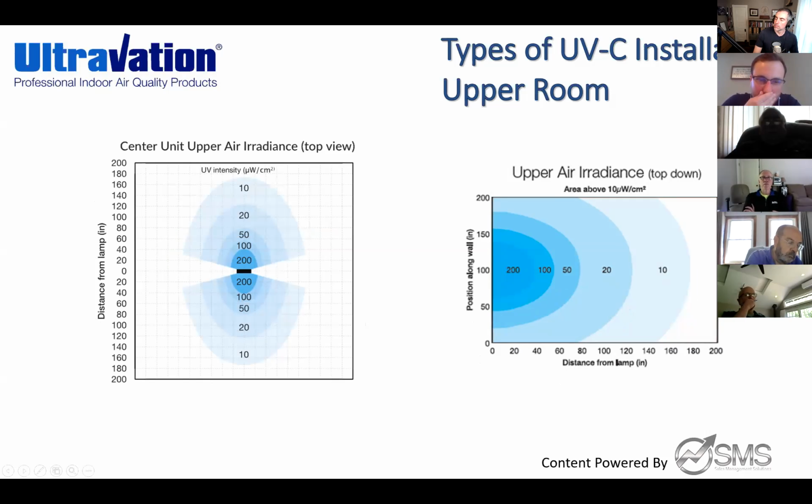These are some charts I can send you guys. They look at center unit upper air irradiance from a top view, showing the distance from the lamp and how the intensity of the UV is distributed from a top-down approach. The left chart here, if you're looking straight down at it, shows the intensity coming off of it. And obviously, the further away you get from a UV source, the less intensity there is. Go ahead and jump to the next.